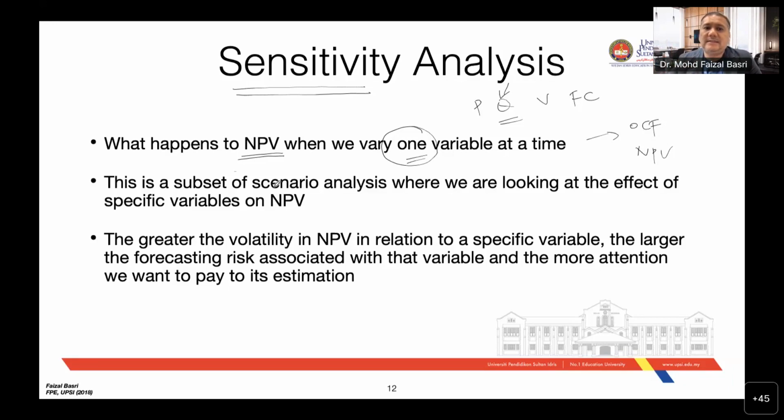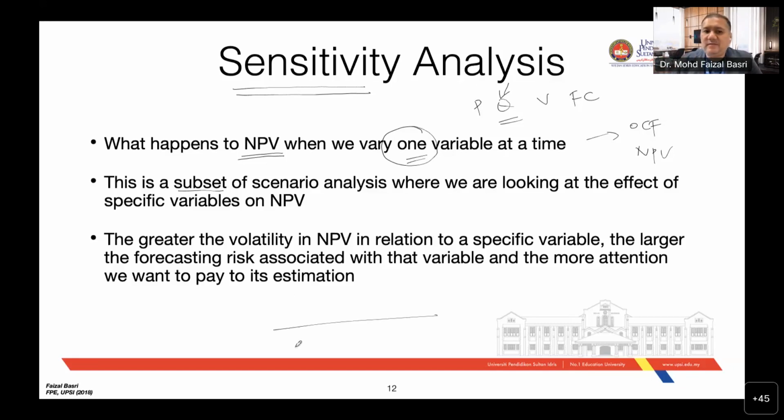And this sensitivity analysis is another element of scenario analysis, but a subset category of it. Okay. So the greater the volatility in NPV, obviously it is more difficult to forecast. Okay. The more volatile it is.